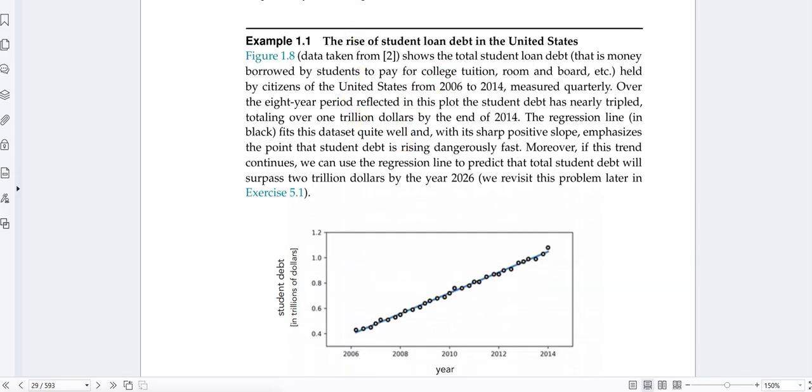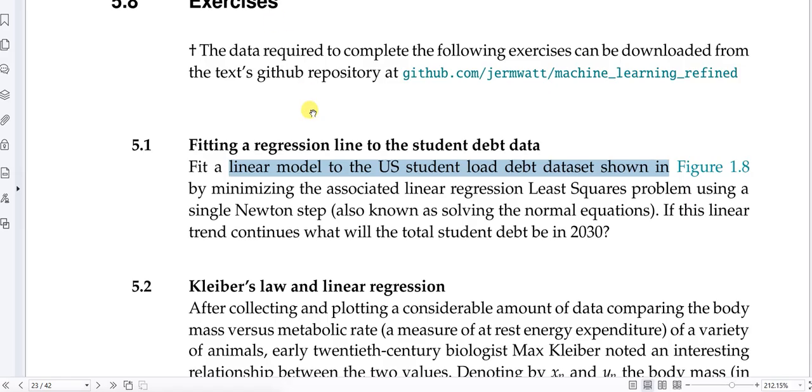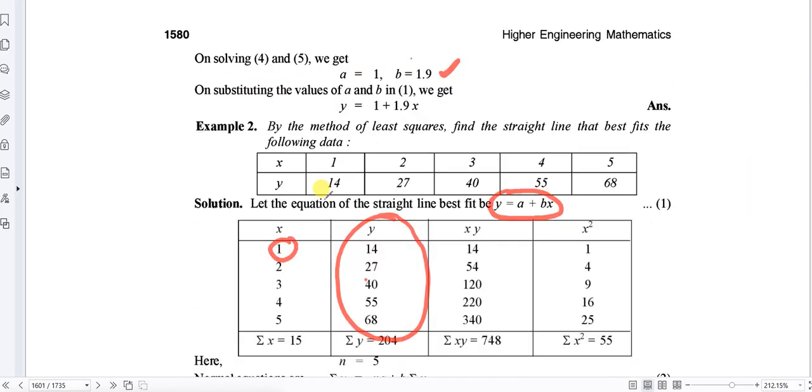The question is: fit a regression line to the student debt data. Fit a linear model to the US student loan debt dataset shown in figure 1.8 by minimizing the associated linear regression's least squares problem using a single Newton step. It is also known as the normal equations. Let me show you again. Yes, so these are the normal equations.